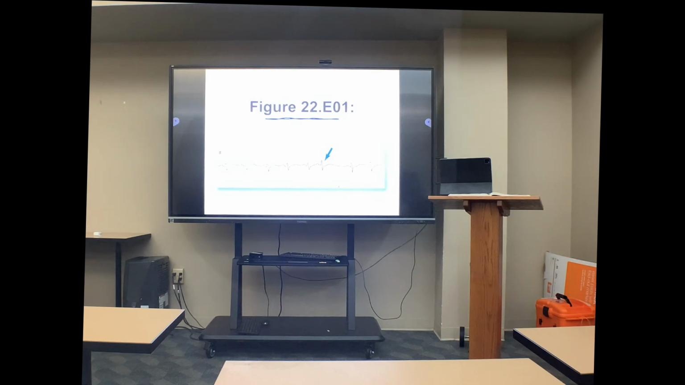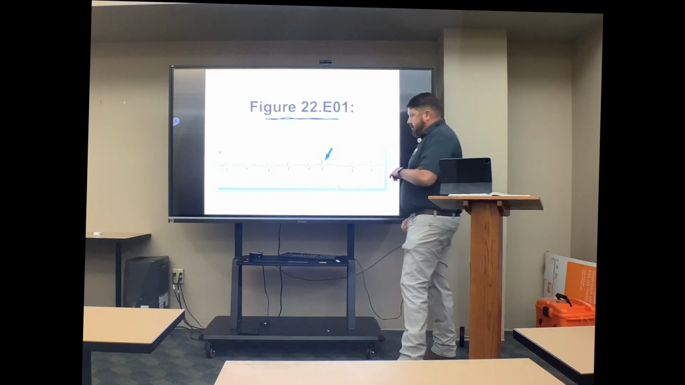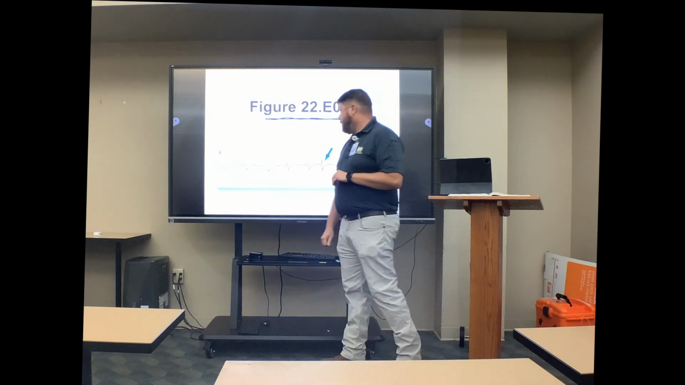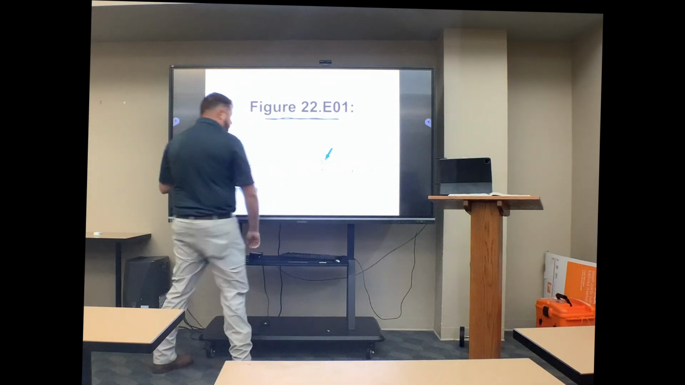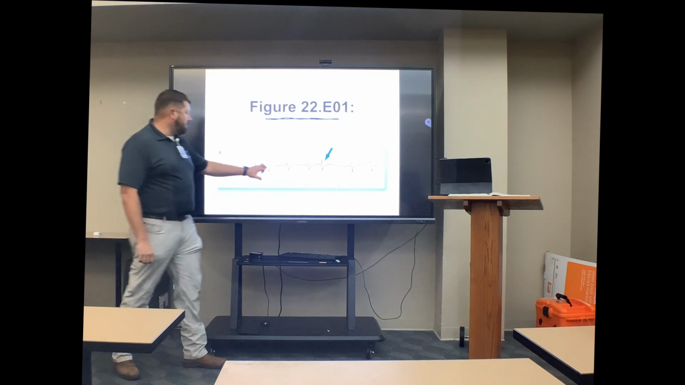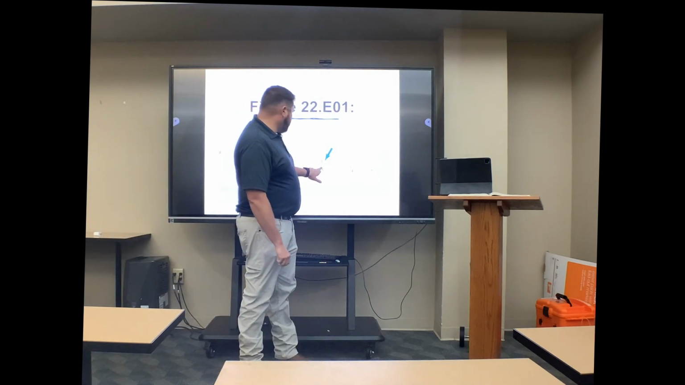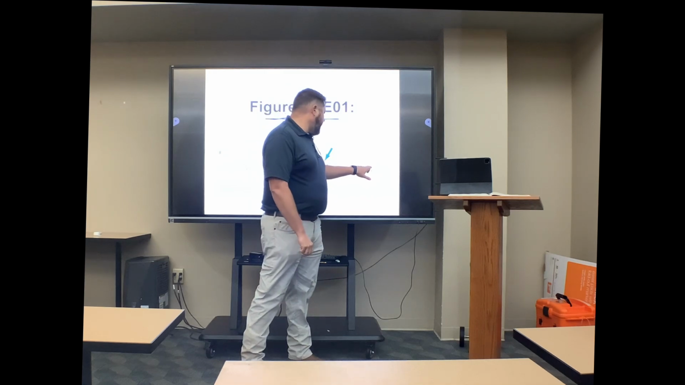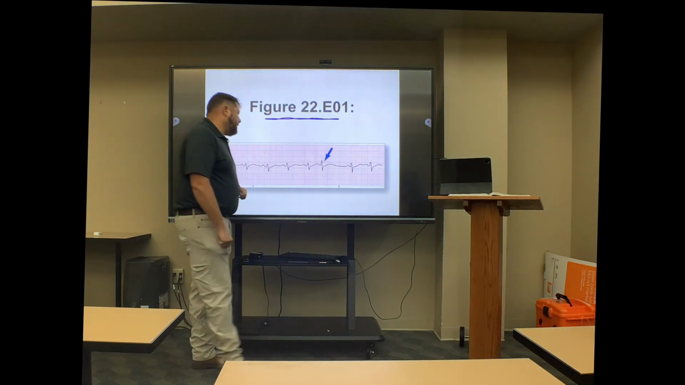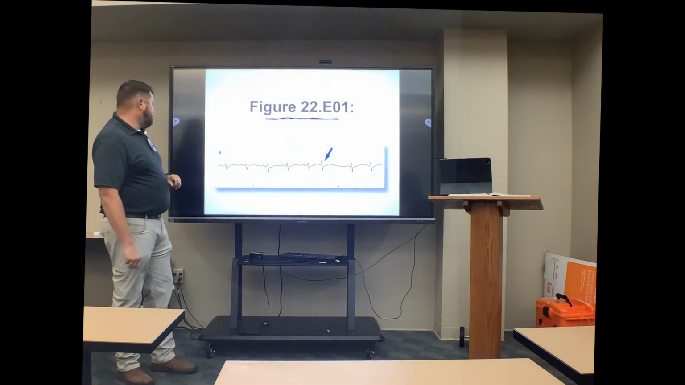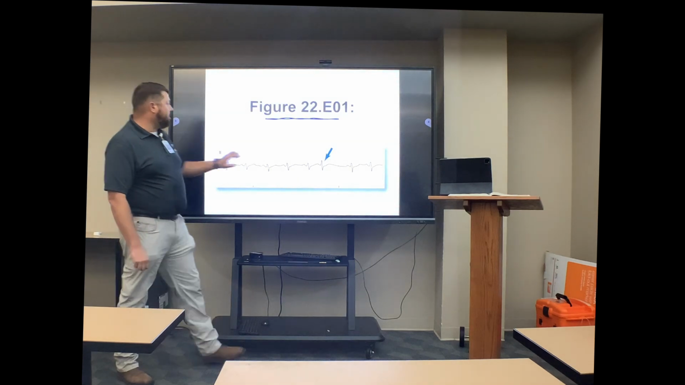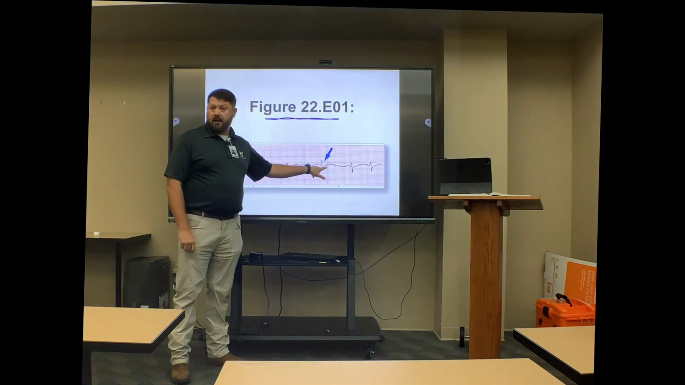All right, so my underlying rhythm, well, let's just go in steps. I got 1, 2, 3, 4, 5. Am I counting this? Yes. 6, 7, 8. So the rate's 80. It is irregular because I got a disruption in my R to R right here.